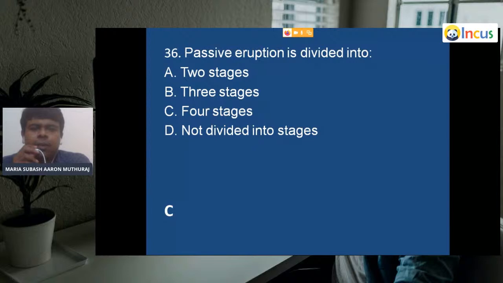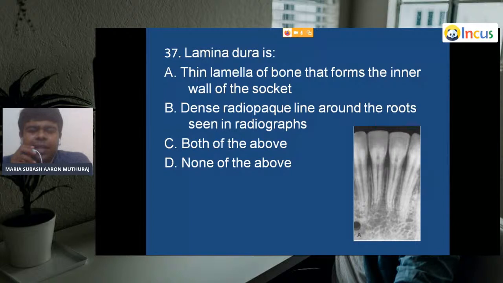Next is the lamina dura. Lamina dura is a dense radiopaque line around the roots seen in the radiograph. This is just a radiographic image. It is the radiographic form of alveolar bone proper.